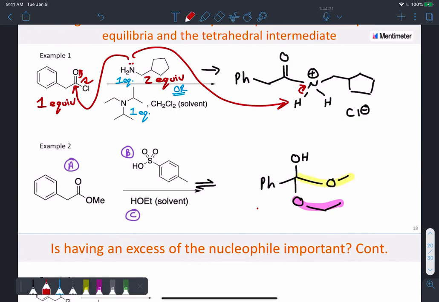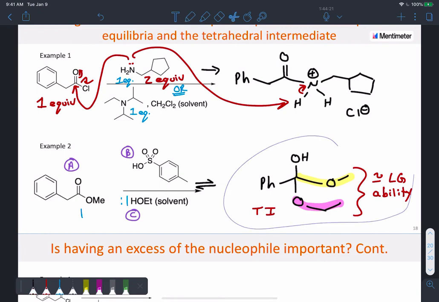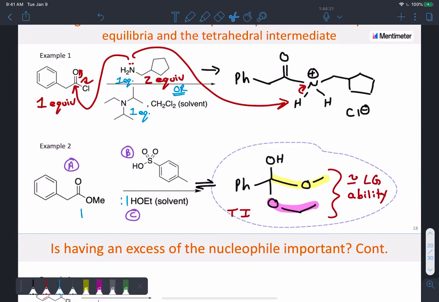So with this tetrahedral intermediate, an OCH3 versus an OEt, they're approximately basically equal in terms of their leaving group ability. And so if we just had a 1-to-1 mixture of the electrophile and of the solvent, well, about half the molecules would be sitting in form A, and then half the molecules would be sitting in the form where the methoxy group was substituted for the ethyl group. Let's just draw that in here.